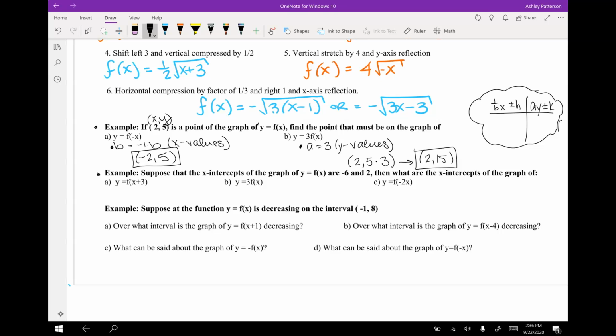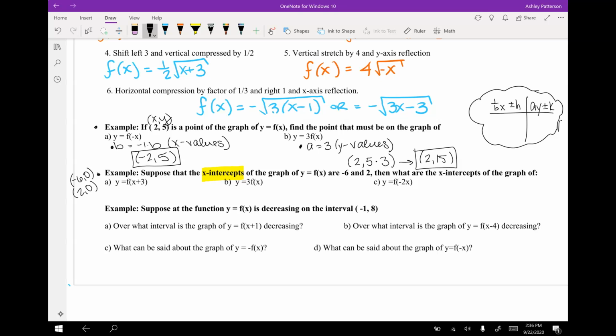Suppose that the x-intercepts of the graph, again, I don't care what it is, it's f of x. It is some function. What its function is doesn't matter to us. What matters is that we are given x-intercepts. Okay, that is key. So the x-intercepts are -6 and 2. What does that mean to us? That means we have a coordinate at (-6, 0) and (2, 0). What are the x-intercepts of the graph?